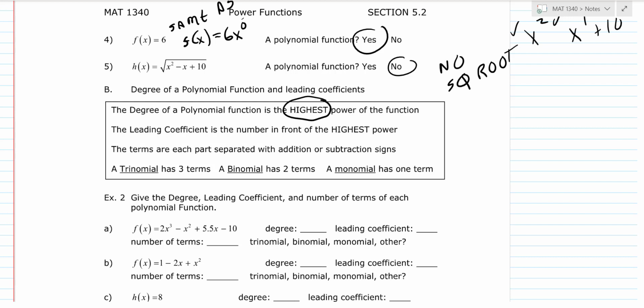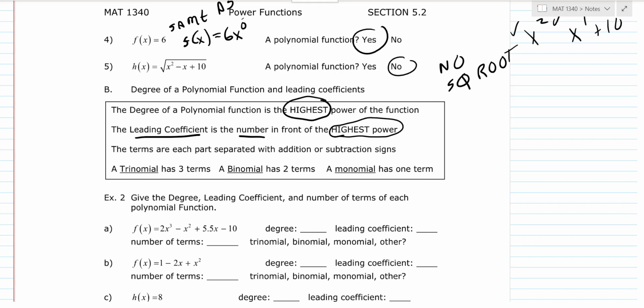and that gives us what we call the degree of the polynomial. Okay, the leading coefficient, the word coefficient means a number in front of something. So it's the number in front of the x to the highest power, okay? And then basically terms are the parts separated with addition and subtraction signs.